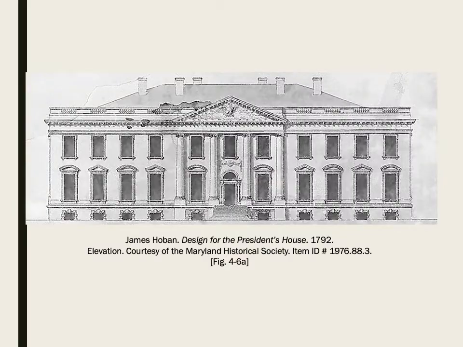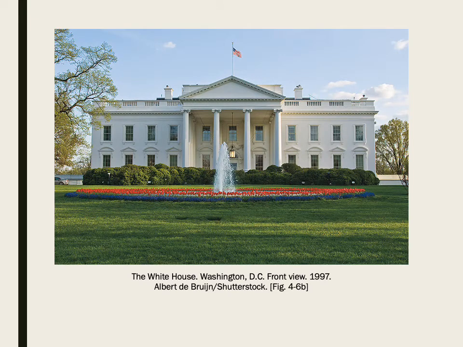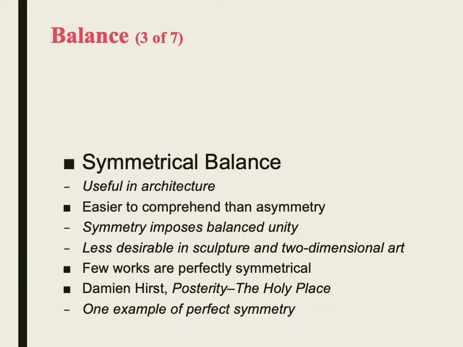We are looking at the first example of symmetrical balance. Whatever we have on the left, we have on the right too. And this is completely symmetrical in the design, and in the real architecture we see they still kept it very symmetrical.